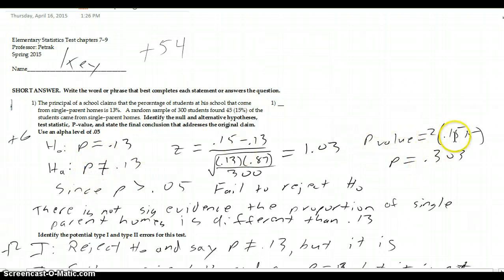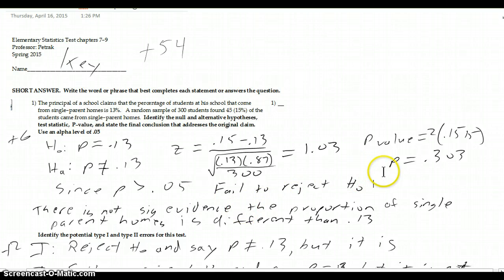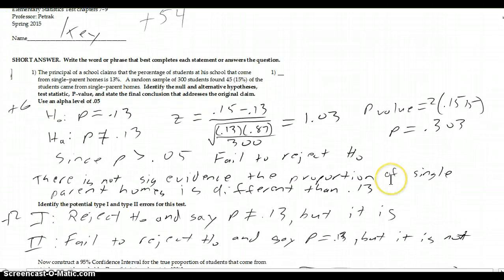But obviously the p-value is definitely bigger than 0.05, which means we fail to reject the null hypothesis. That means there's not significant evidence the proportion of single-parent homes is different than 0.13. Remember, we can never accept the null hypothesis. We can either reject or fail to reject.